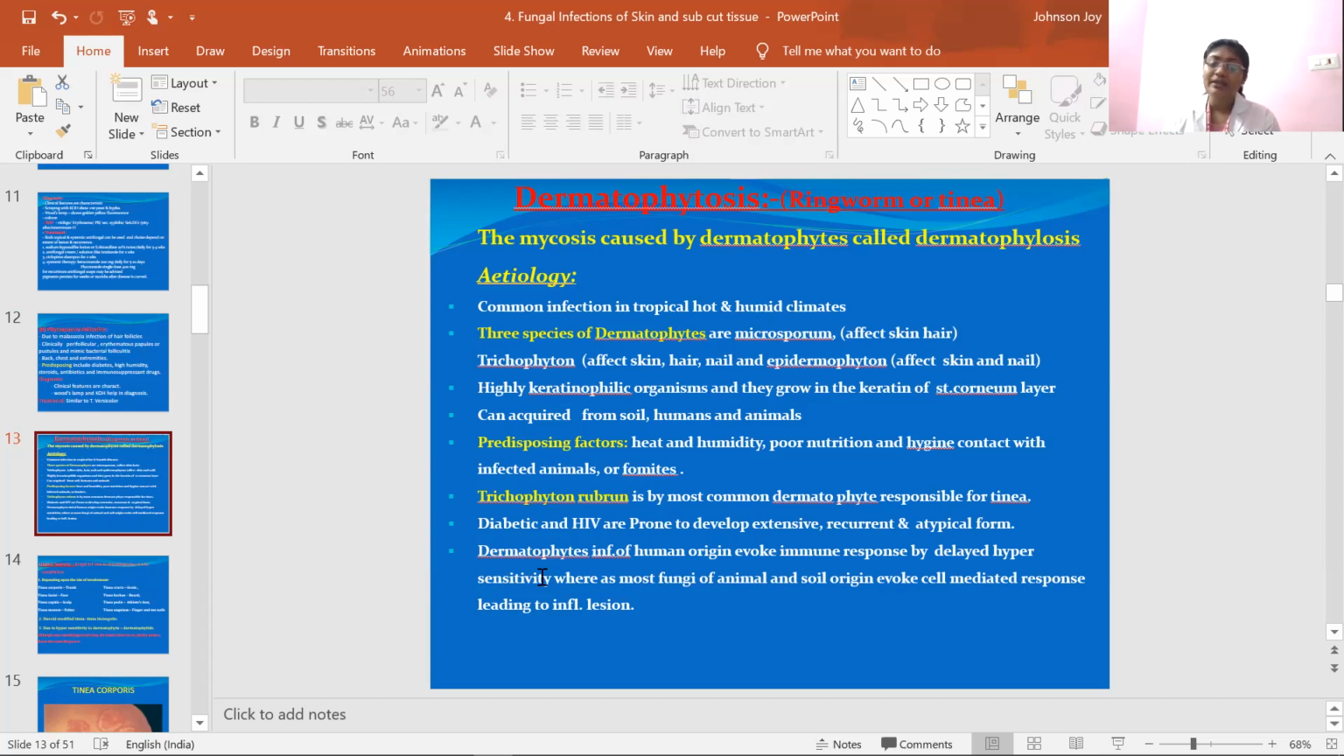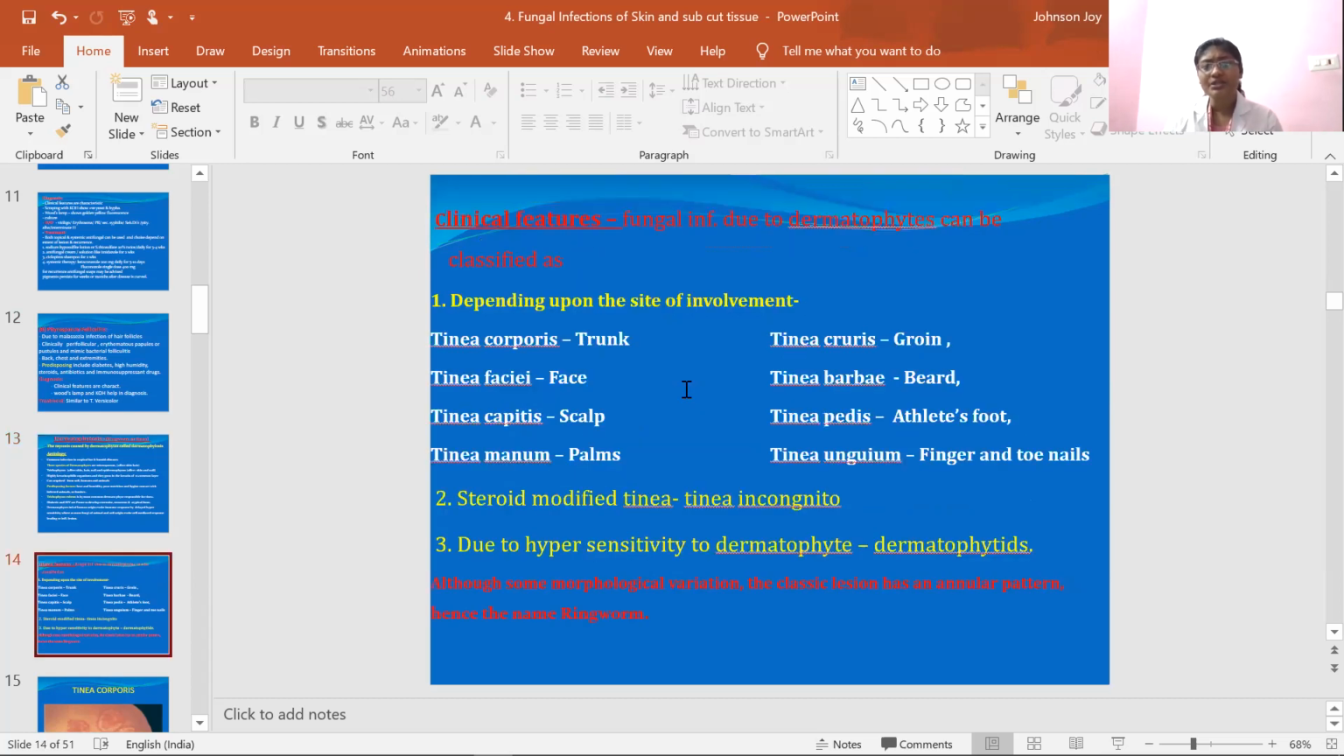When the fungus is of animal and soil origin, they can produce a cell-mediated immune response. Clinical features: fungal infection due to dermatophytes can be classified depending on the site of involvement. The first classification is according to the site of involvement.